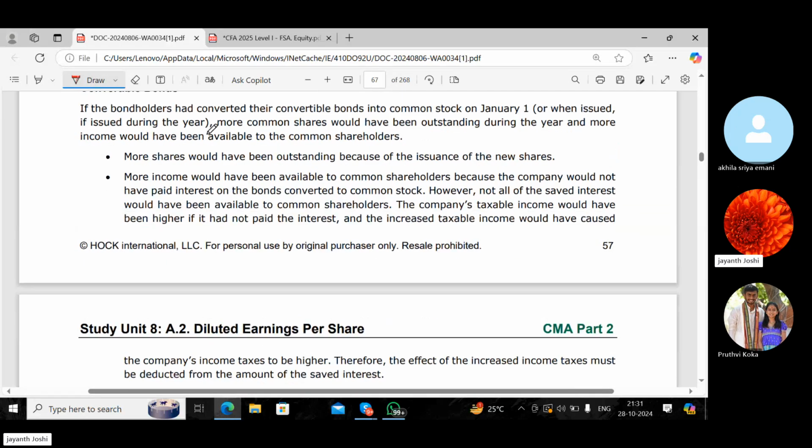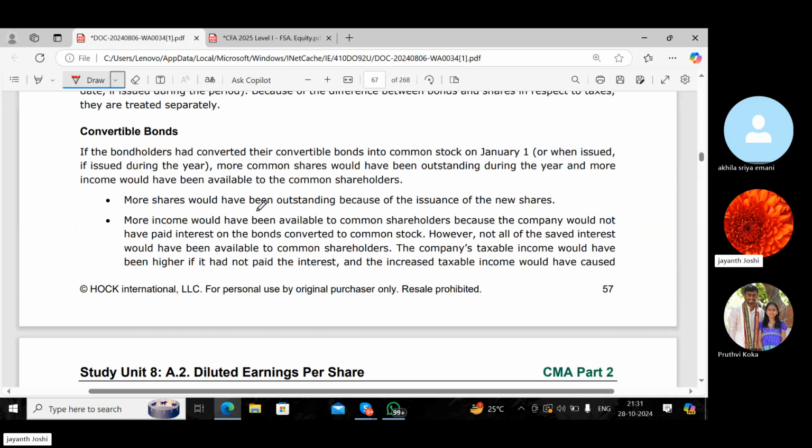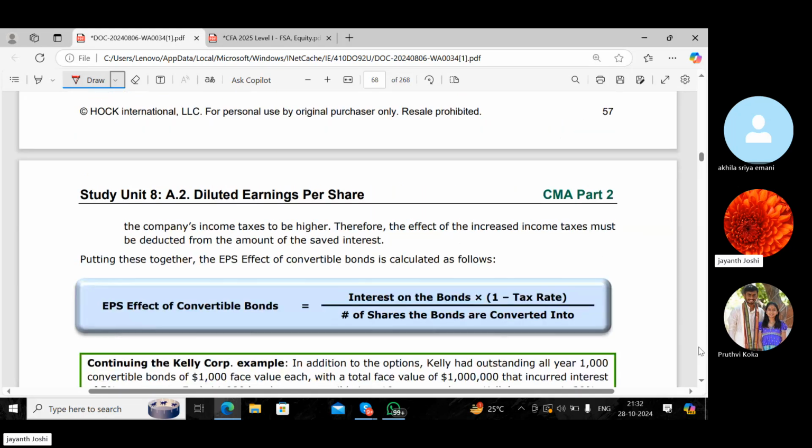Now let's take convertible bonds. Convertible bonds are nothing but they are going to get converted into equity in the coming future, and because of that, the dilution of EPS will be seen. Now, what happens with conversion of bonds? When bonds are converted, whatever interest was supposed to be paid to bondholders will not be paid to them from now onwards.